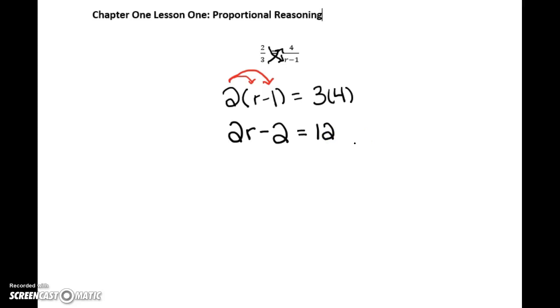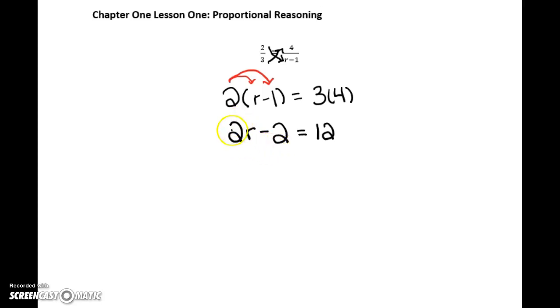We got to keep going until we have r. And so what we need to do is we need to get rid of this 2 that's connected with r. We also need to get rid of the subtract 2 that's on that same side. And the order of steps is very important. And so typically, as a general rule of thumb, you should always deal with your adding and subtracting first, or whatever's farthest away from the variable.